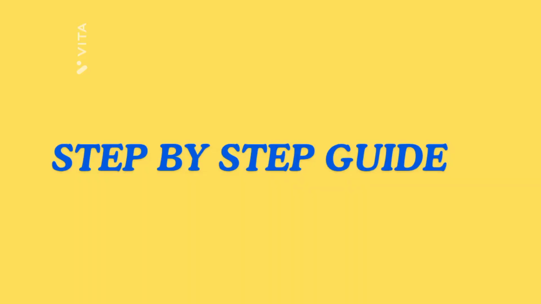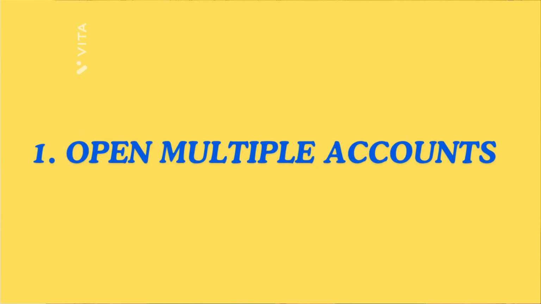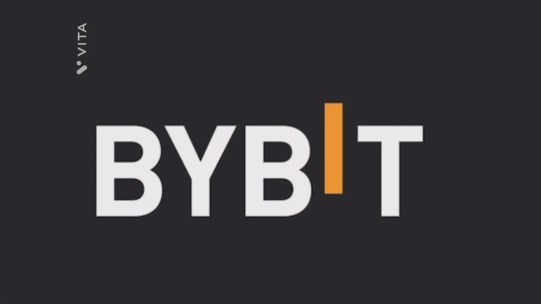Step-by-step guide on how to start your crypto arbitrage journey. Number 1, you open multiple crypto exchanges. For example, Binance, Bybit, OKX. You open the crypto exchanges that are available in your location, because if you're staying in Nigeria, recently OKX went out from Nigeria, so unfortunately you can't open OKX. So you open the crypto exchanges that are available in your location.